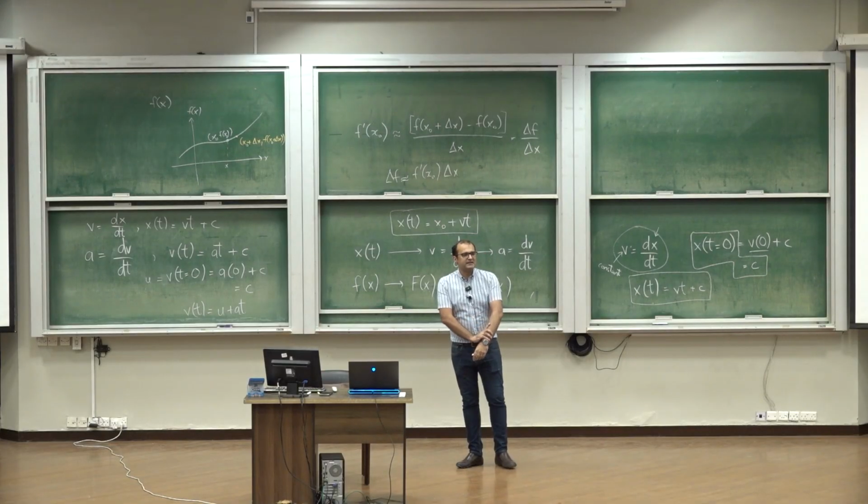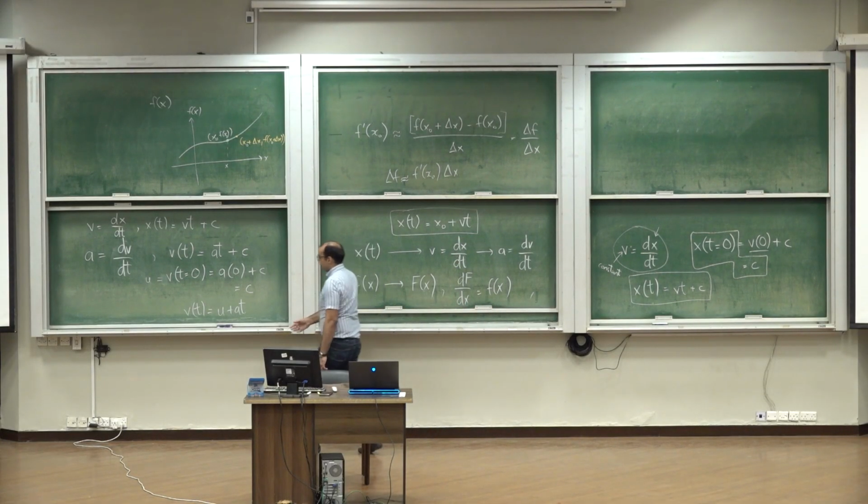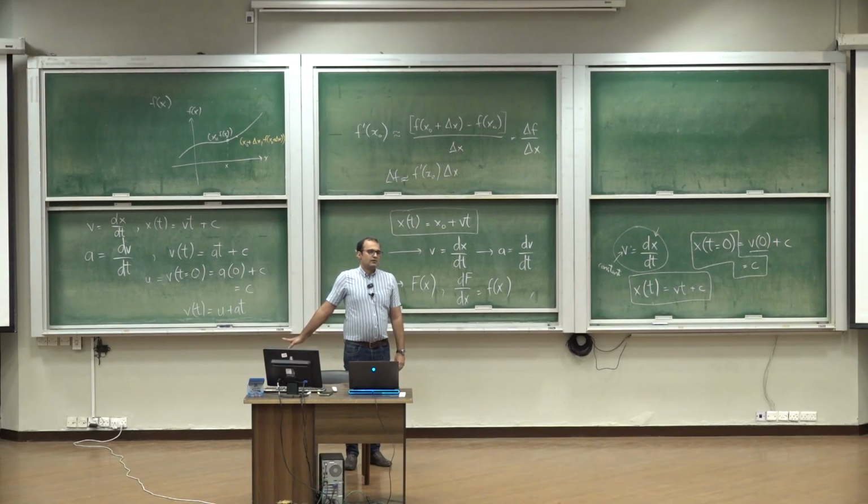But mathematically, it turns out that it is the same thing, but it's not obvious to begin with. Anyway, so v of t is equal to u plus at. This is only true for constant acceleration. I emphasize that again and again.